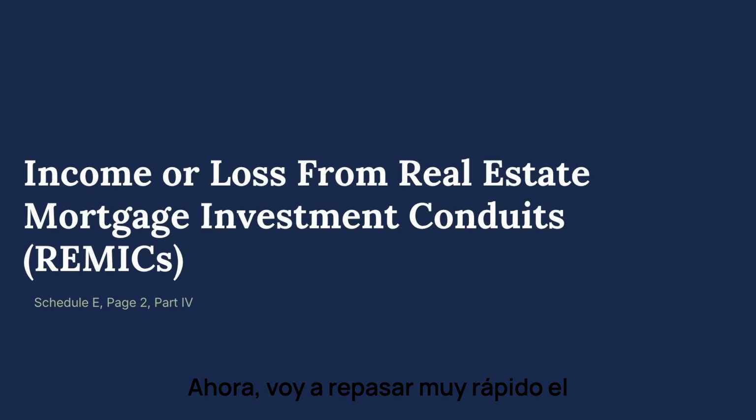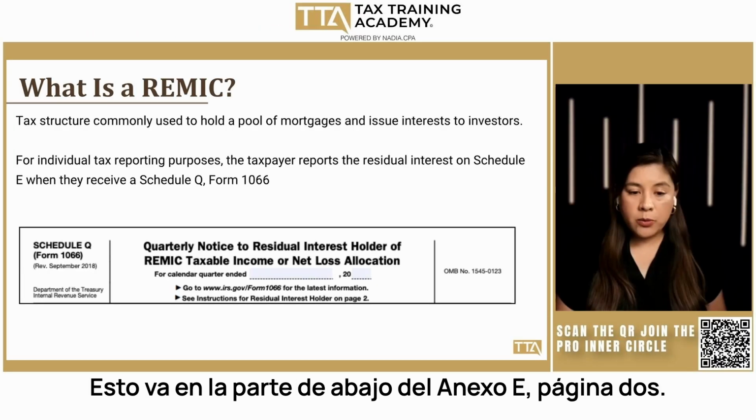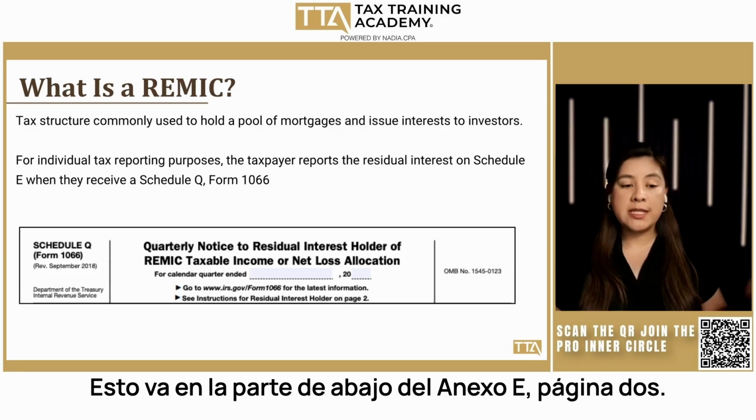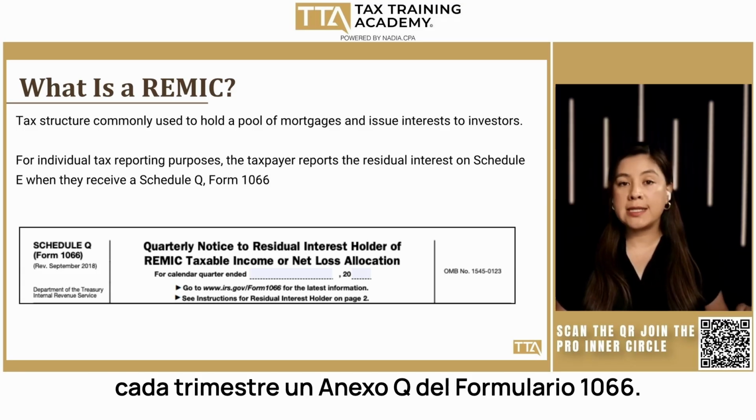Now, I'm going to go really quickly over the REMIC, which is, again, not very common. It's income or loss from a real estate mortgage investment conduit. That's the bottom part of Schedule E, page 2. And really what this is, if your client receives this every quarter, a Schedule Q from Form 1066.